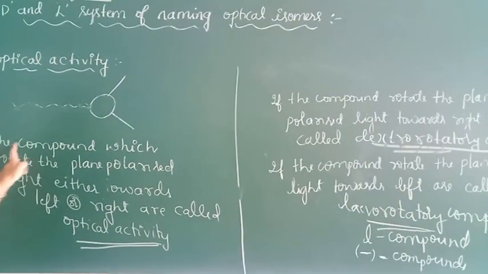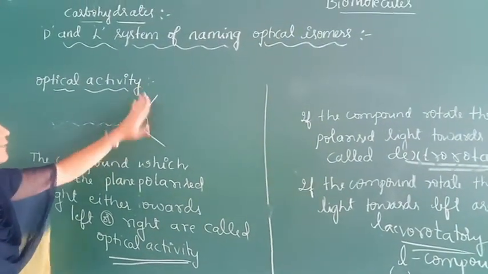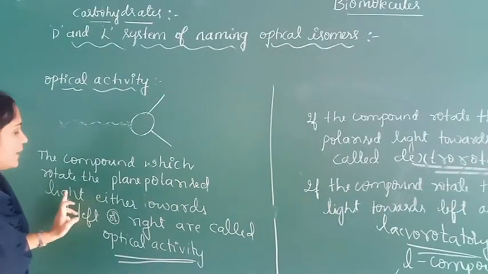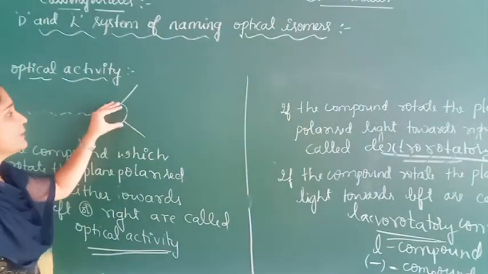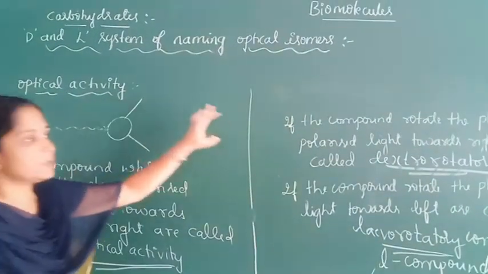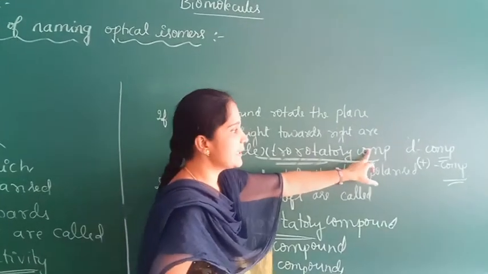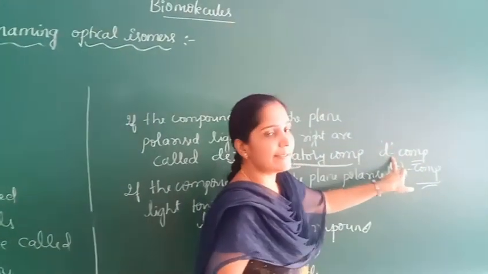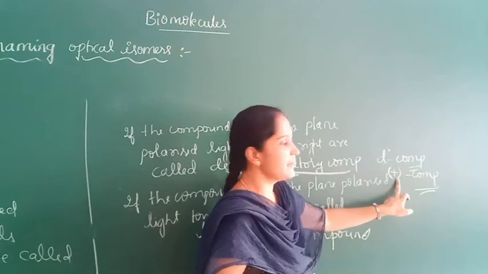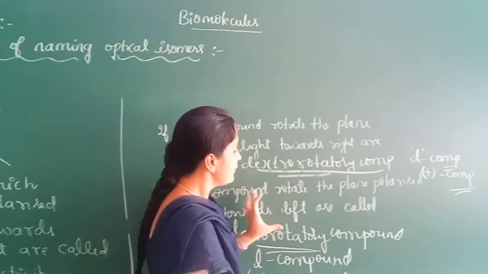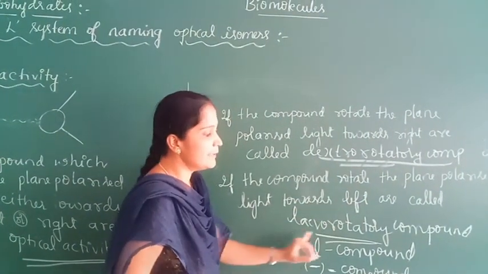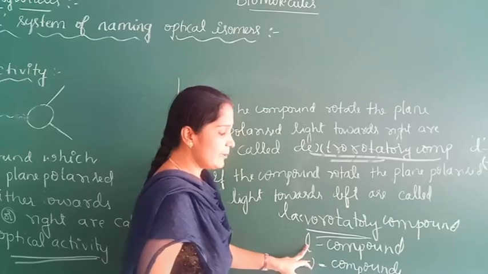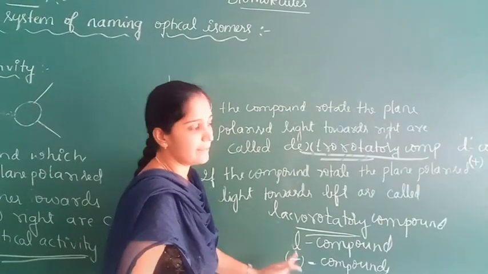So what is optical activity? Optical activity means the compound which rotates the plane polarized light either towards left or right. If the compound rotates the plane polarized light towards right, it is called a dextrorotatory compound, denoted as small d or plus sign. If the compound rotates the plane polarized light towards left, it is called a levorotatory compound, denoted as small l or minus sign.